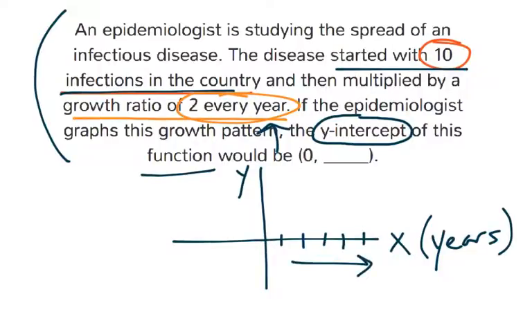But when x equals 0, which is at this axis here, that's the y-intercept, right? When the graph touches the y-axis. And in this case, it's starting at 10. So when x equals 0, which means no years have elapsed, the disease started at 10 infections. And so the y-intercept would be up here somewhere at the point (0, 10). And so the y-intercept that you would be putting in as your answer is just that 10.